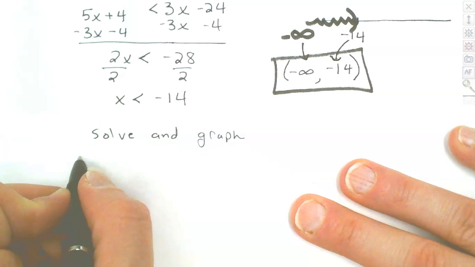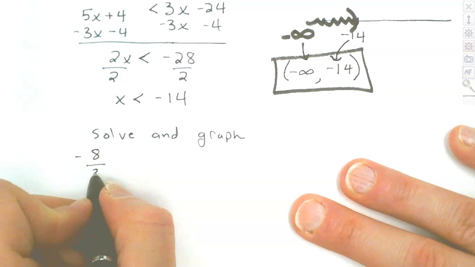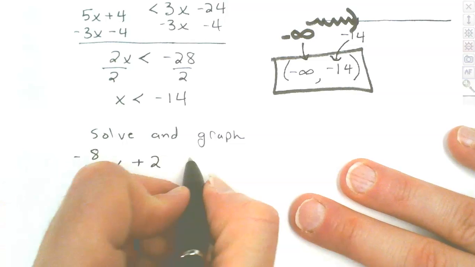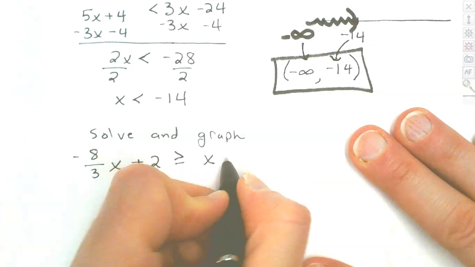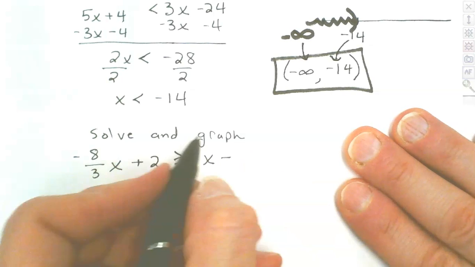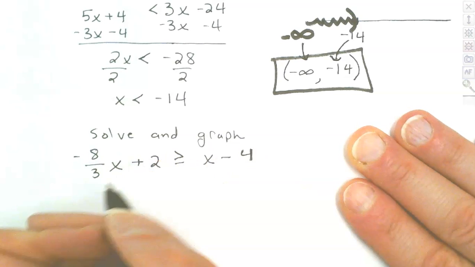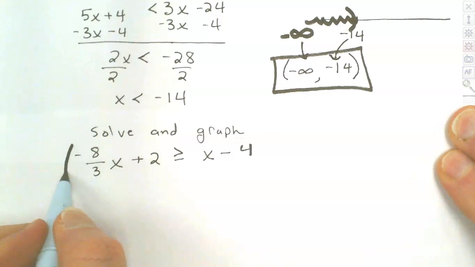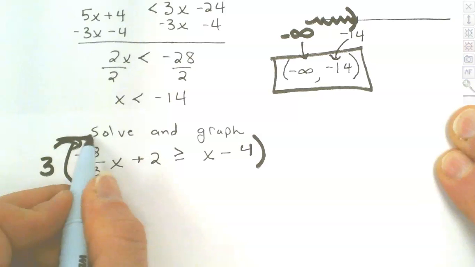Let's see, how about minus 8/3 x plus 2 is greater than or equal to x minus 4. I picked this one because we've got fractions again. So let's go ahead and get rid of our fractions. So multiply everything by a 3. It's going to be easy enough to do there.